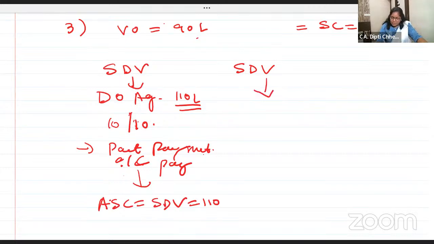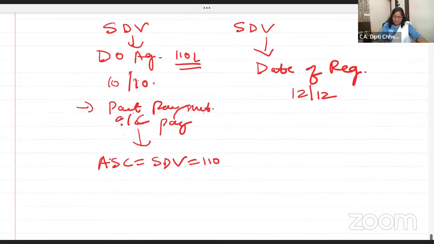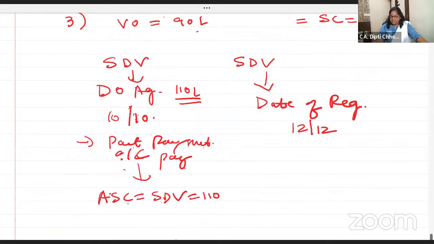One more stamp duty value is there, which is on the date of registration. I have sold you the property on 10th of October, but it will take at least 1.5 months to do all the paperwork and get all the details from the corporation office and all. So say on 12th of December, we went for registration. So if part payment came by account payee cheque, then take the stamp duty value on the date of agreement. The stamp duty value on the date of registration was 113 lakhs.